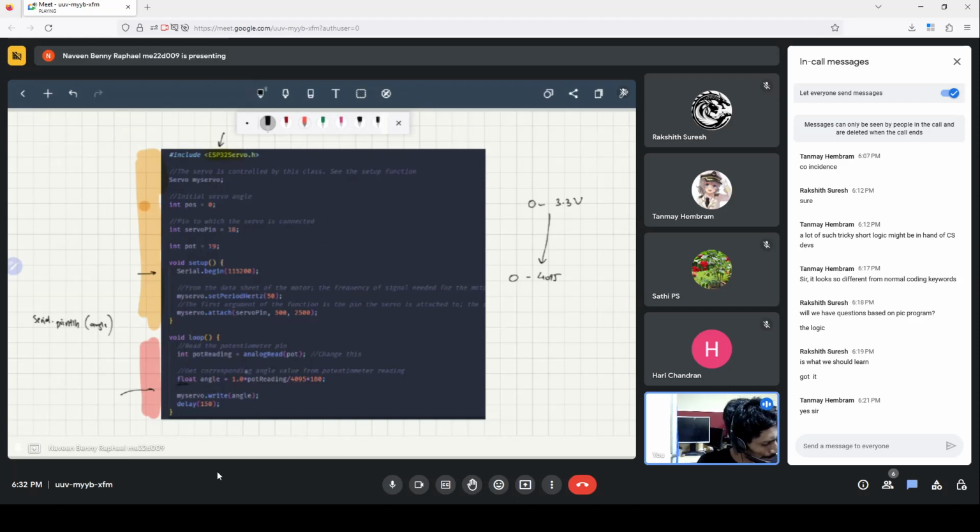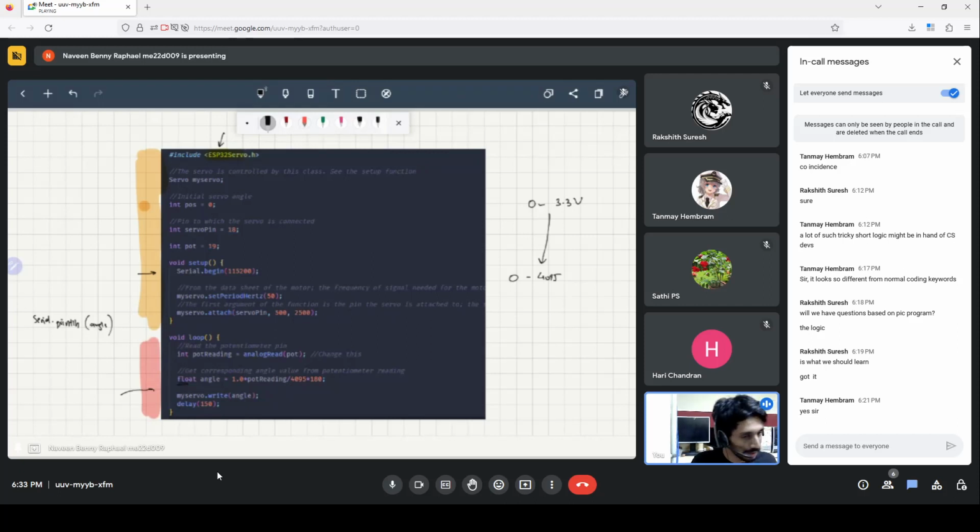The multiplication by 1.0 is because all of these are integers, and if I just do integer multiplication, C++ will just give me back an integer. I don't want an integer, I want a float, and therefore I did it like this. And then I do a very simple thing, myServo.write(angle). That means I'm giving myServo.write the angle, which will produce the correct pulse width modulation and make the servo go to that particular angle.